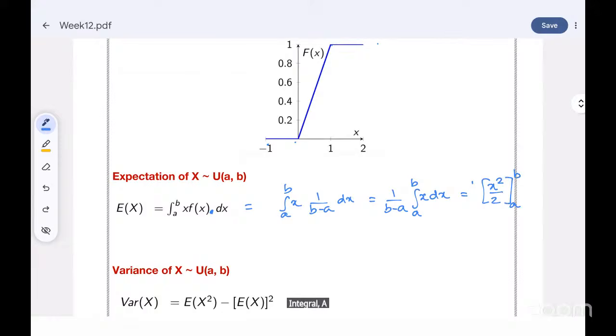Integral from a to b, with 1 by (b minus a). Now if you substitute the values, what will you get? (b square minus a square), right? Whole divided by 2 times (b minus a). Now what is the formula for b square minus a square? (b minus a) times (b plus a). With 2 times (b minus a), you can cancel them out. So you have the expectation of x equal to (a plus b) by 2.